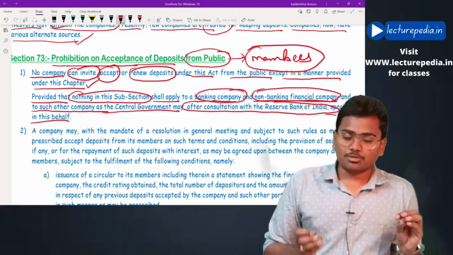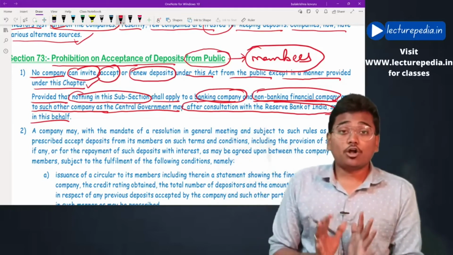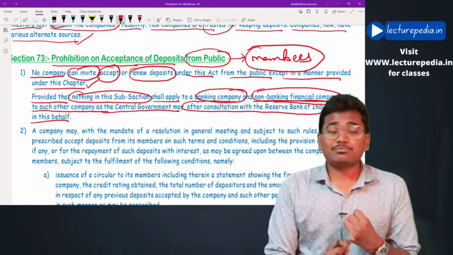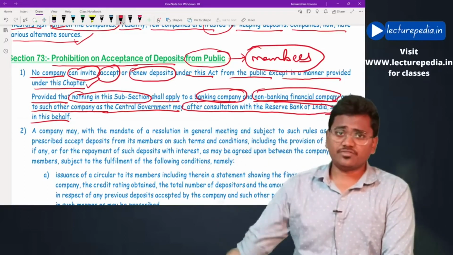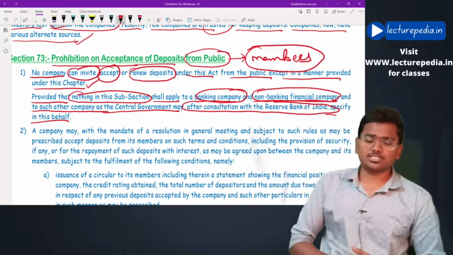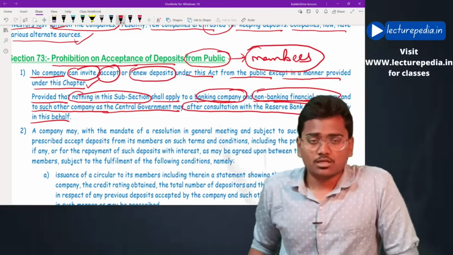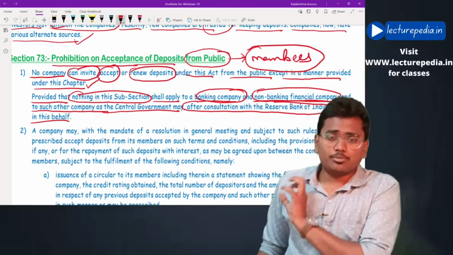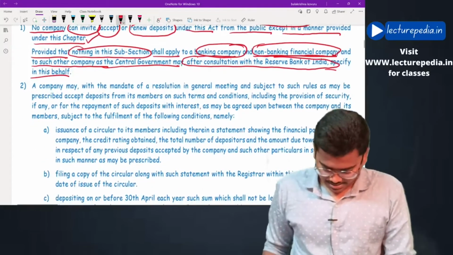Okay, the provisions that we are going to discuss in this deposits chapter will not be applicable for banking companies and NBFCs and such other companies as may be specified by Reserve Bank of India, after consultation with Reserve Bank of India. Okay, for all those companies, these deposits provisions will not be applicable. Hope this is clear.